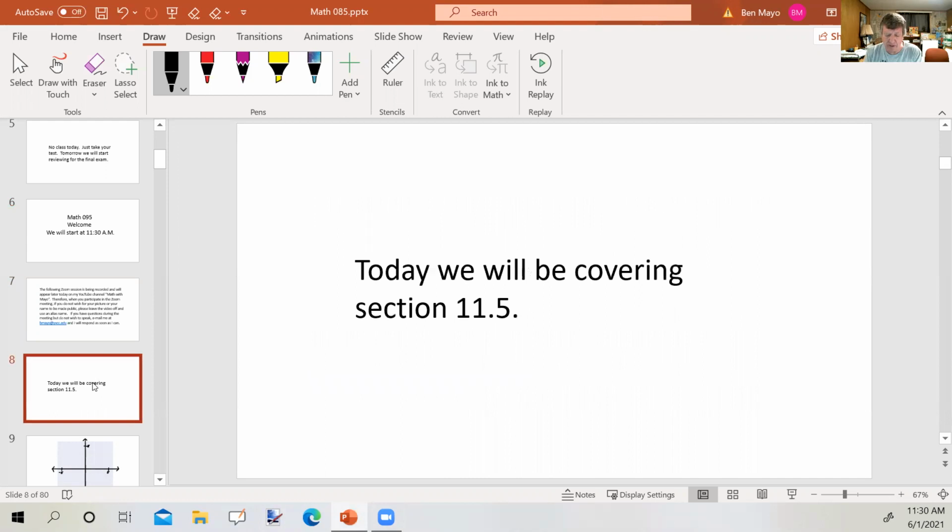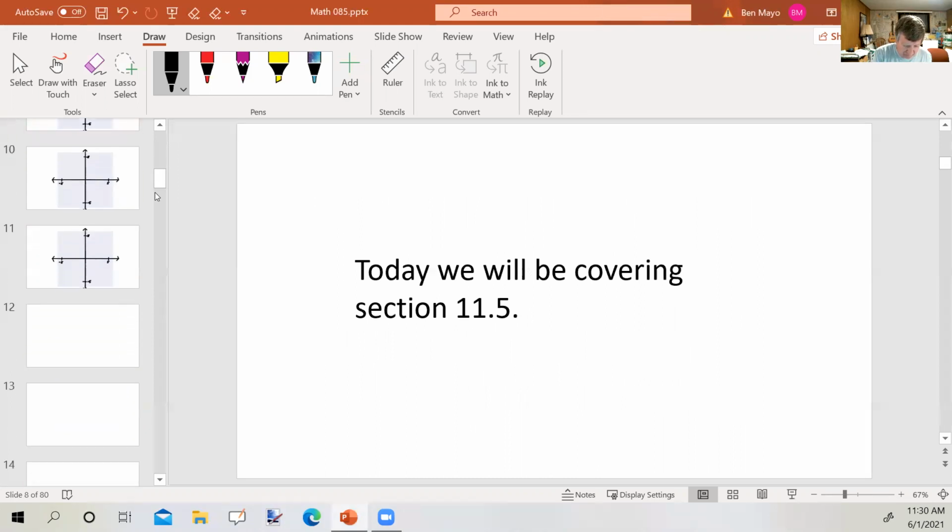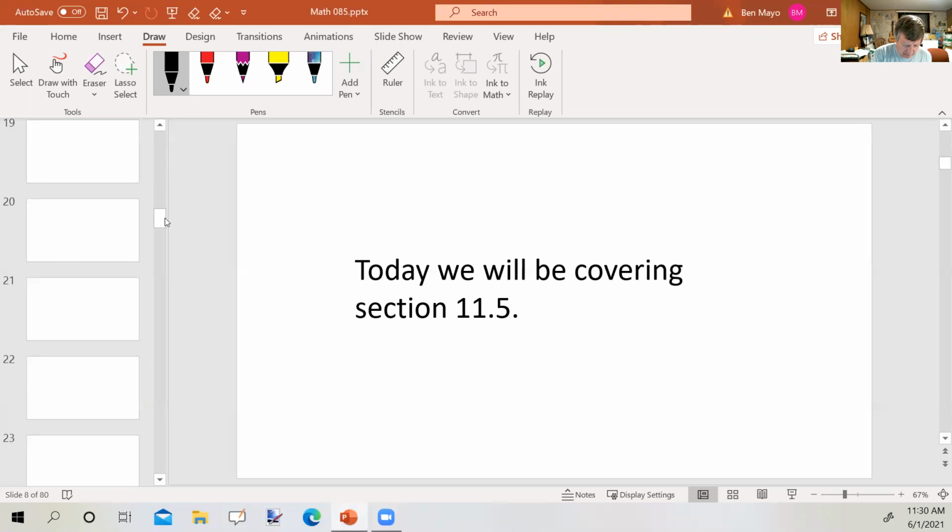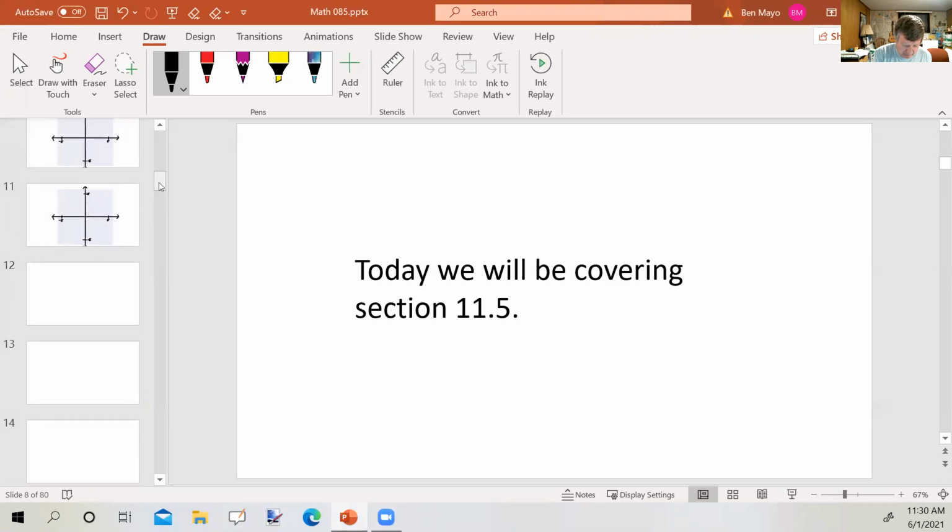All right, so today we're going to take a look at section 11.5, which deals with E, which we will be talking about here.